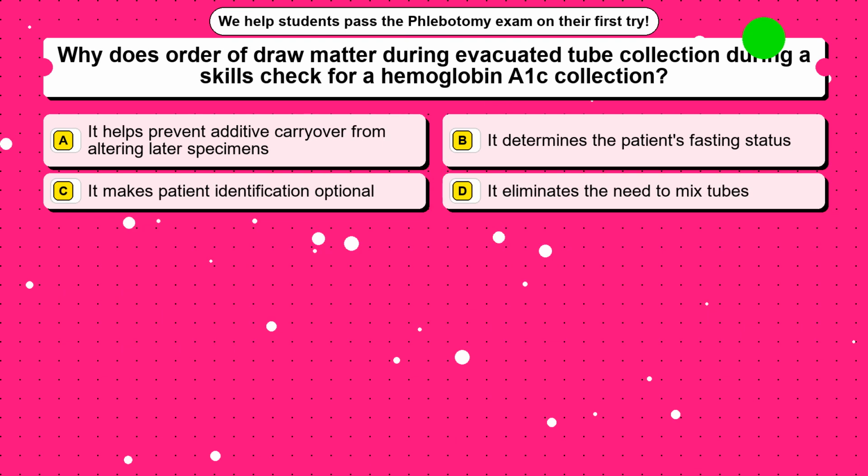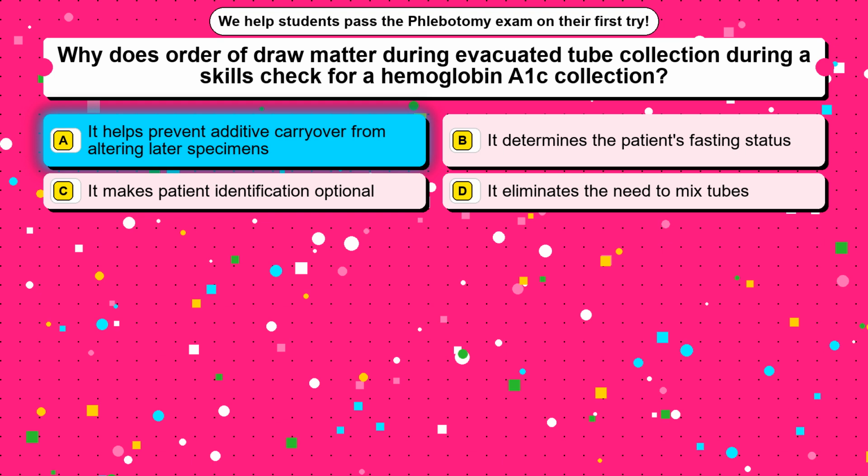Question 15. Why does order of draw matter during evacuated tube collection during a skills check for a hemoglobin A1C collection? Option A. It helps prevent additive carryover from altering later specimens. Option B. It determines the patient's fasting status. Option C. It makes patient identification optional. Option D. It eliminates the need to mix tubes.